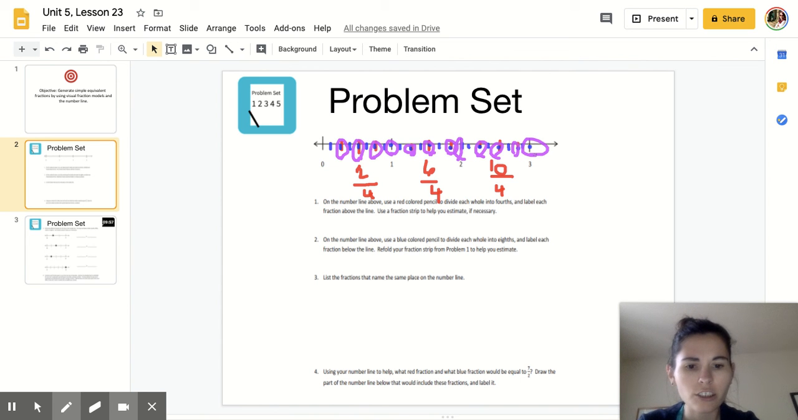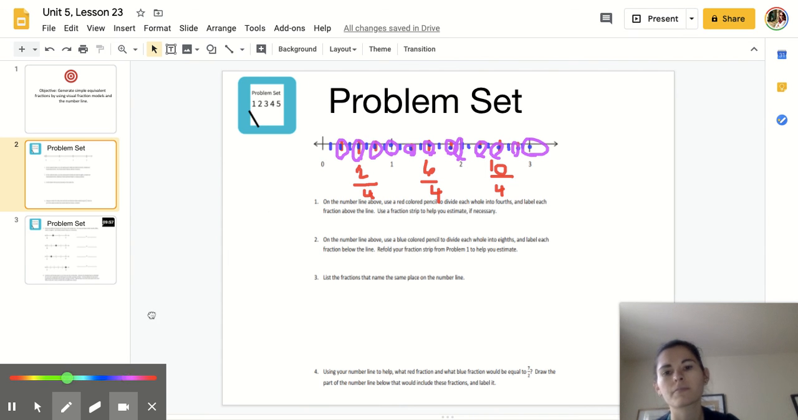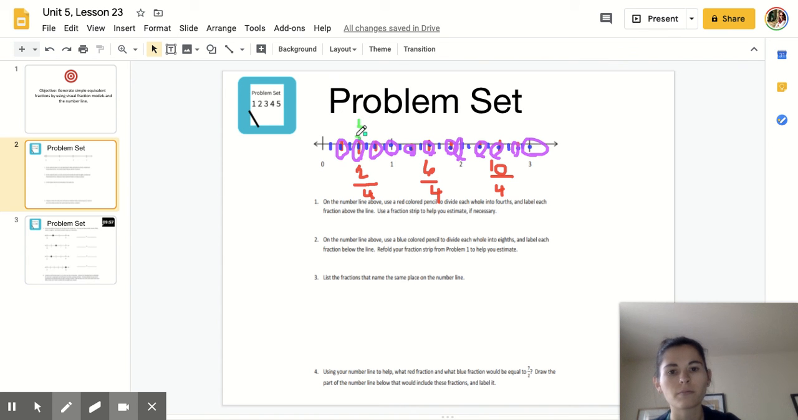Now, using our fraction line to help, which number would be 7/2? Let's look. I know I have 1/2, 2/2, 3/2, 4/2, 5/2, 6/2, 7/2 out here.